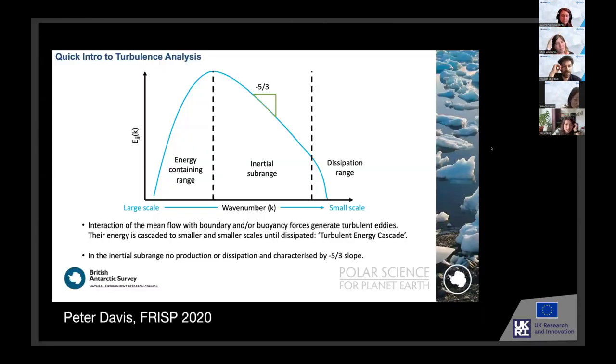To try to explain this, I've stolen Peter Davis' slide from his first presentation in 2020. And so we can see this blue line. So if we do the turbulence spectrum and analysis of all the signal in the ocean, we will then get an energy containing range, which is this bit, and then the inertial subrange, which is this bit, and then the dissipation range, which is this part. But what we need to use in our study is this part, the inertial subrange.